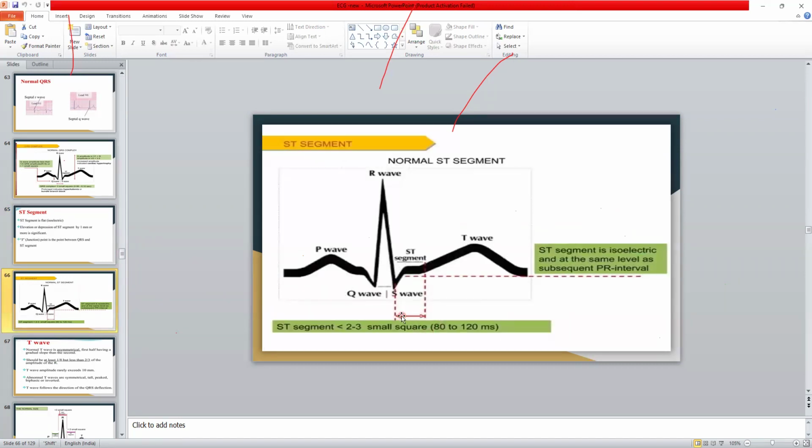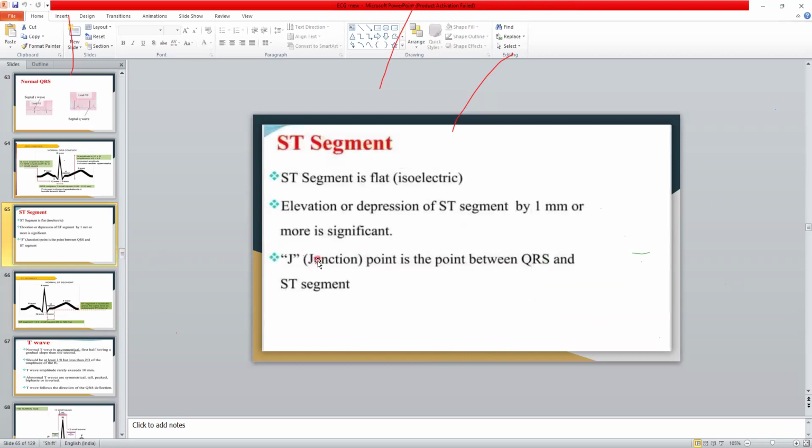Normal duration of the ST segment should be less than 2 to 3 small squares, that is 80 to 120 milliseconds, or 0.05 to 0.15 seconds. If I'm using milliseconds, it is 80 to 120 milliseconds. This ST segment is always isoelectric and at the level of the PR interval. This ST segment measures the duration of the plateau phase of the ventricular depolarization.